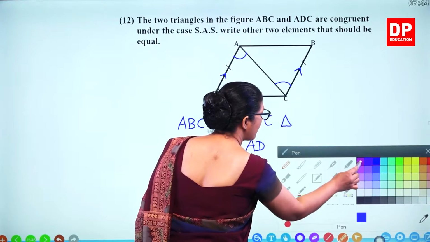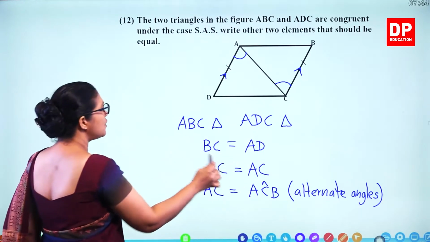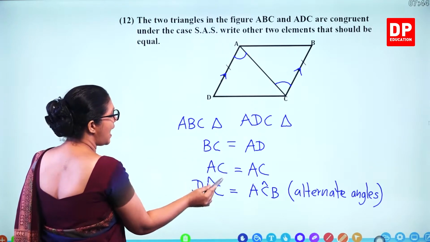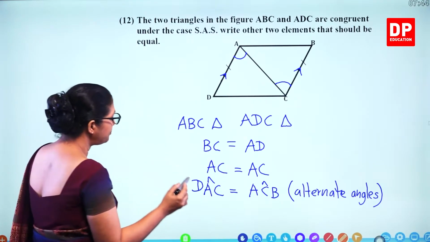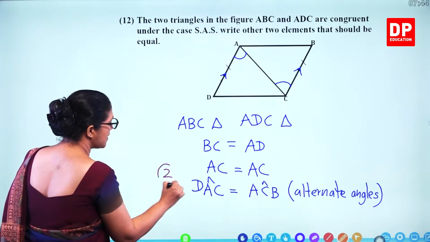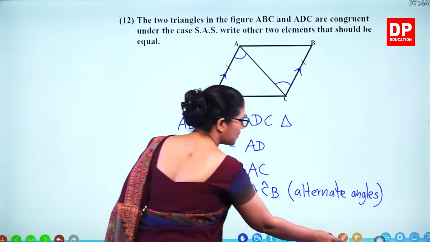So then you can see the two triangles are congruent because of side, angle, side. So 2 marks for that. Writing the two elements here. 2 marks.